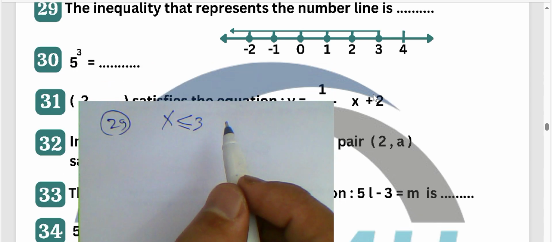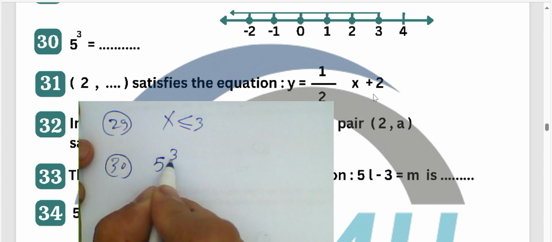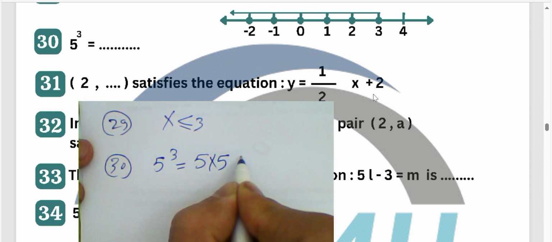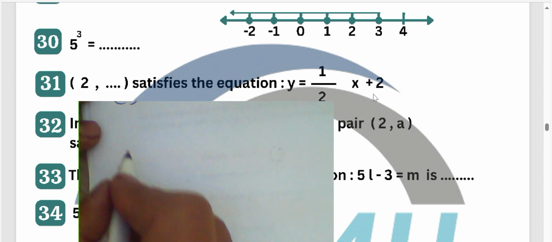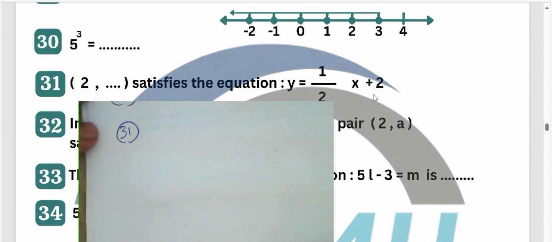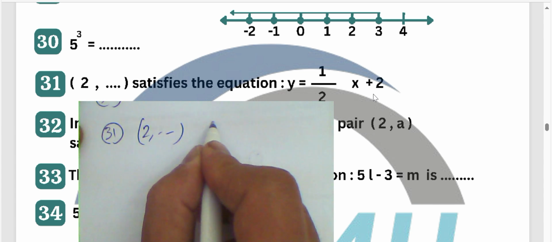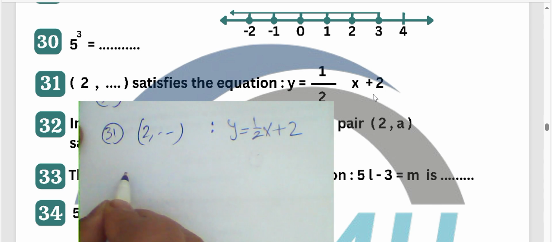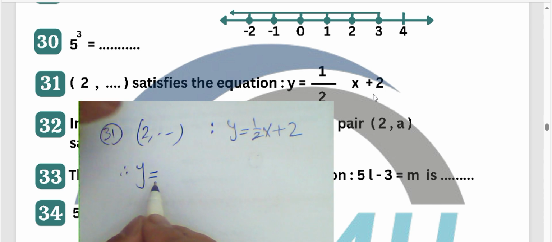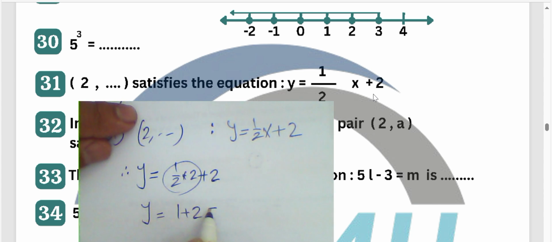Question 30. 5 power 3 is 5 times 5 times 5. The result will be 125. Question number 31. 2 and y satisfies the equation y equals half x plus 2. Then the value of y: put x equal to 2 here, half times 2 plus 2. Half of 2 is 1. 1 plus 2 equals 3. Then the value of y here equals 3.